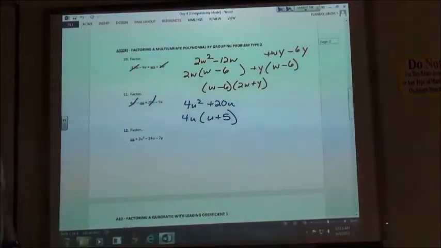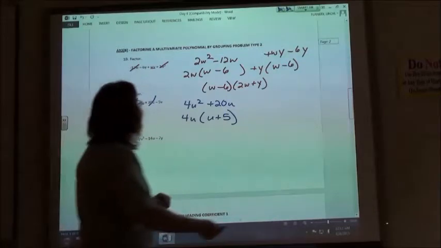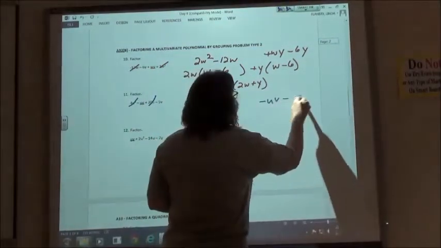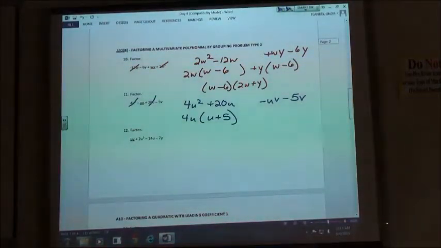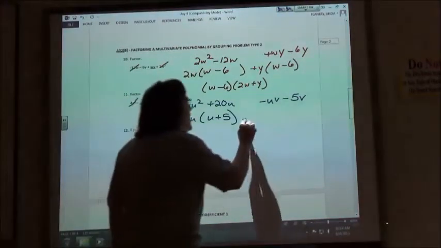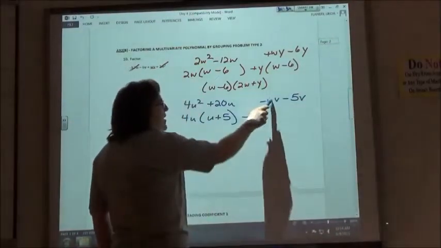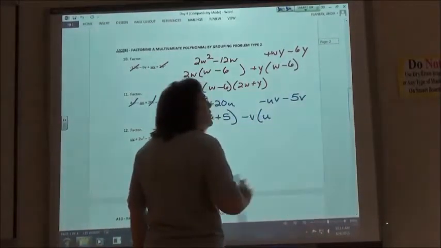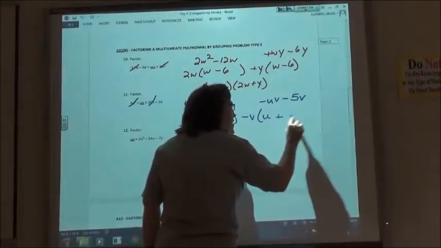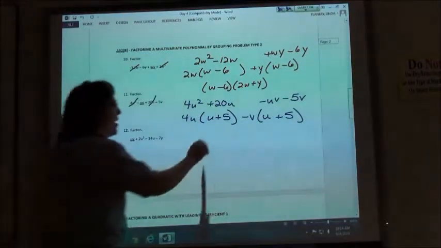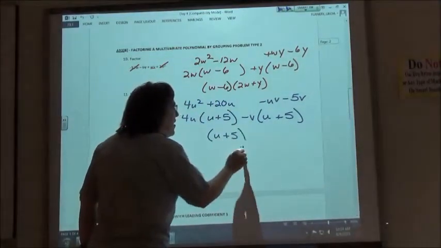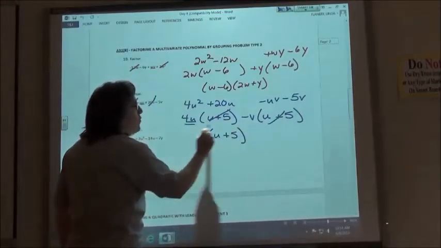So looking at my other two terms, I want the one with the u first. So minus uv and a minus 5v. In order to end up with u plus 5, I would need to divide out a negative v, because I want my signs to change, so I need to take that negative out. Negative divided by a negative gives me a positive u. Negative divided by a negative gives me a positive 5, so that those two things match up. And so my common factor, u plus 5, my other factor, the 4u minus v.